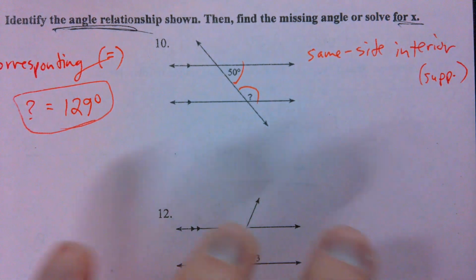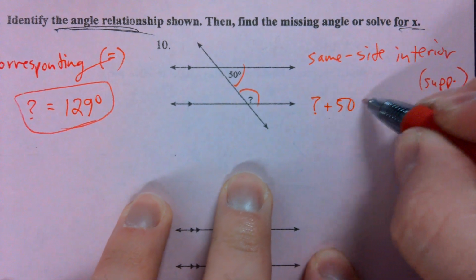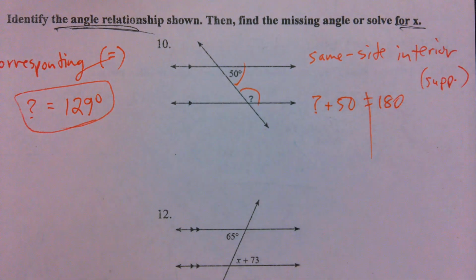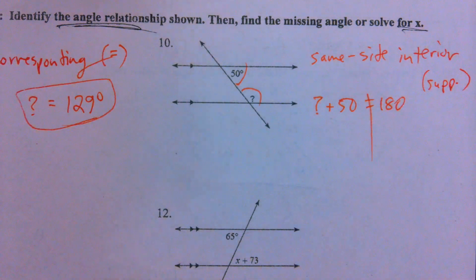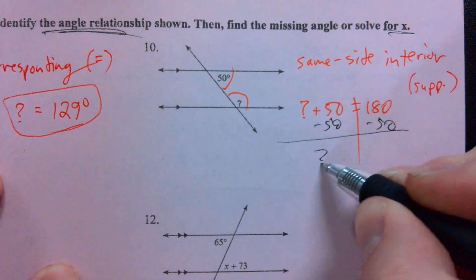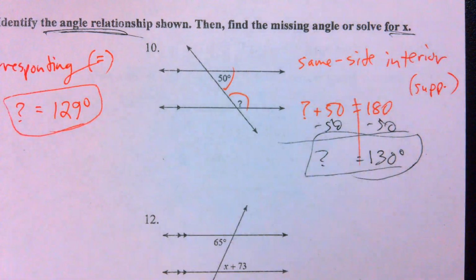All right. What equation can we set up now to figure out the answer? Beautiful. Exactly right. Question mark plus 50 equals 180. How can I get the question mark all by itself? Subtract 50 from both sides, just like our warm-up. What's my question mark equal to? 130 degrees.